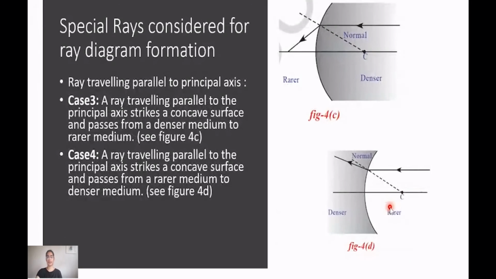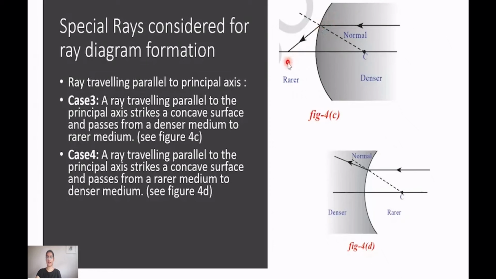Now the ray is again traveling parallel to the principal axis, but this time it's coming from the right-hand side. So it is now incident on the inward curve. If it is incident on the inward curve, this particular interaction is concave. The ray is traveling parallel to the principal axis and is going to strike the concave surface. Now it is passing from a denser medium to a rarer medium. Draw the normal, and you will see that it's going to bend away from the normal.